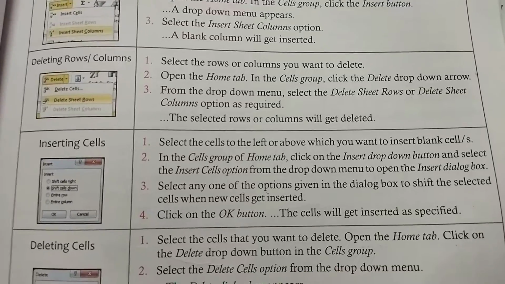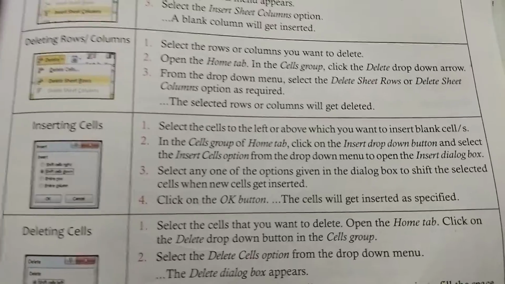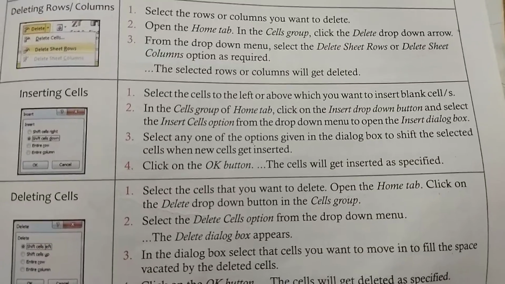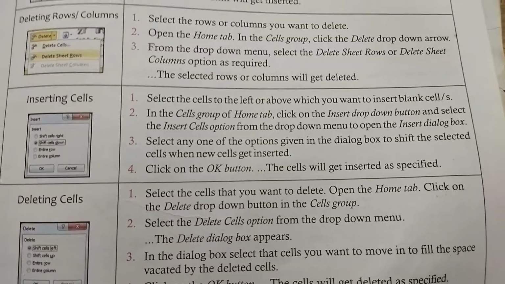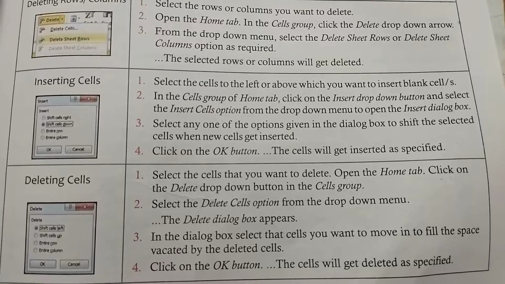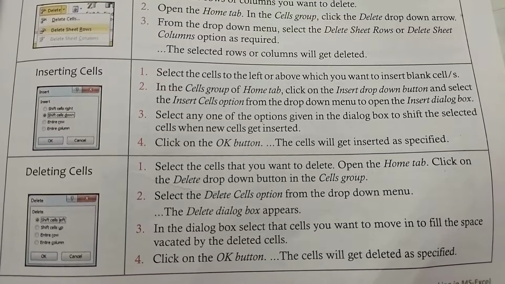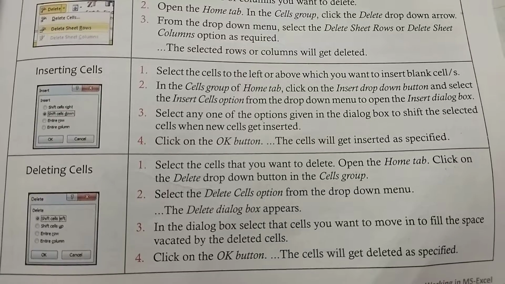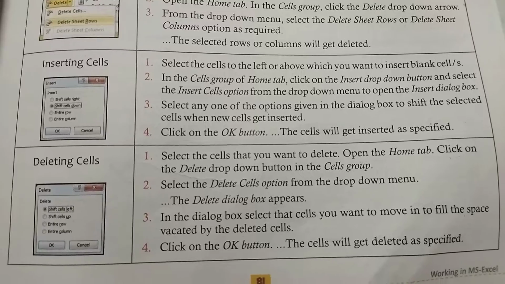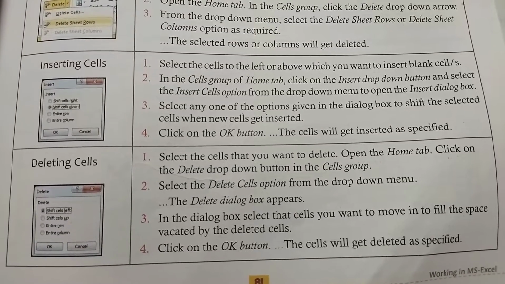Okay. Now inserting cells and deleting cells. So select the cell to the left or above which you want to insert blank cells. In the Cells group of the Home tab, click on the Insert drop down button and select the Insert Cells option from the drop down menu to open the Insert dialog box. Then select any one of the options given in the dialog box to shift the selected cells when new cells get inserted. Then click on the OK button. Finally, the cells will get inserted as specified.